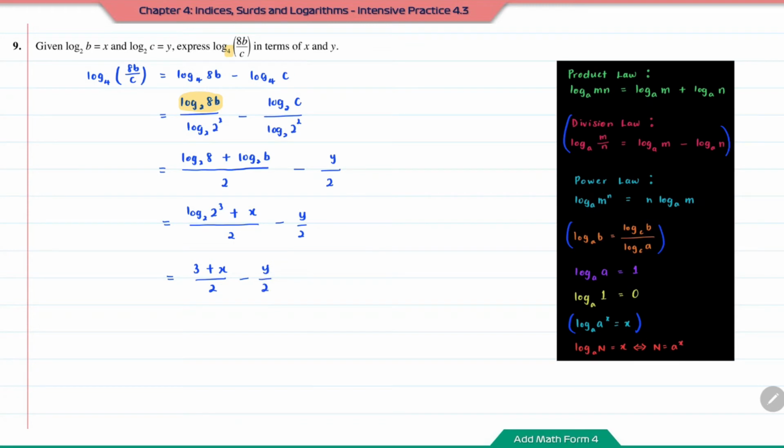So we can combine these two fractions as a single fraction, as they have the same denominator. Therefore, it's going to be 3 plus x minus y over 2.